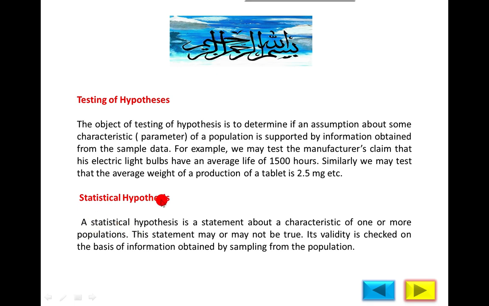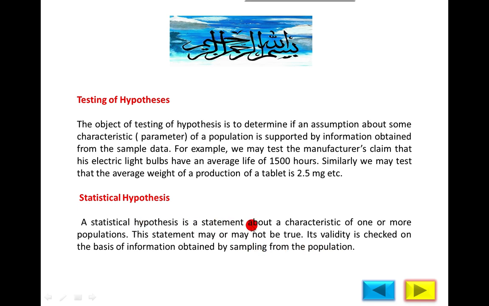So, what is a statistical hypothesis? A statistical hypothesis is a statement about a characteristic of one or more populations. This statement may or may not be true. Its validity is checked on the basis of information obtained by sampling from the population.